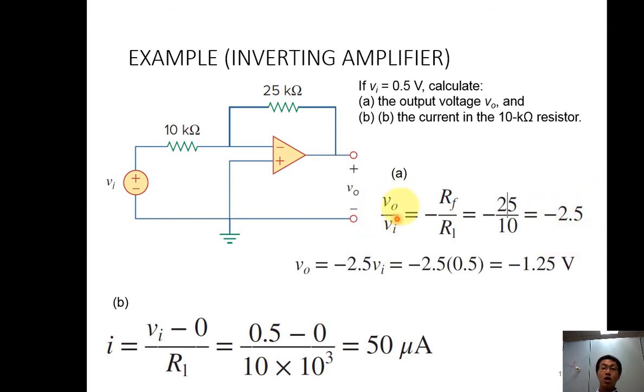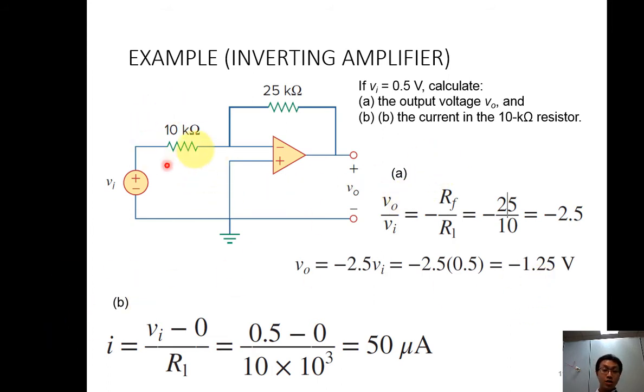I know that this is called gain because I divide my output by my input. So I use the previous equation as well: Vout equals A times Vin. My A is negative 2.5, my Vin is 0.5, then I get my value of negative 1.25 volt.